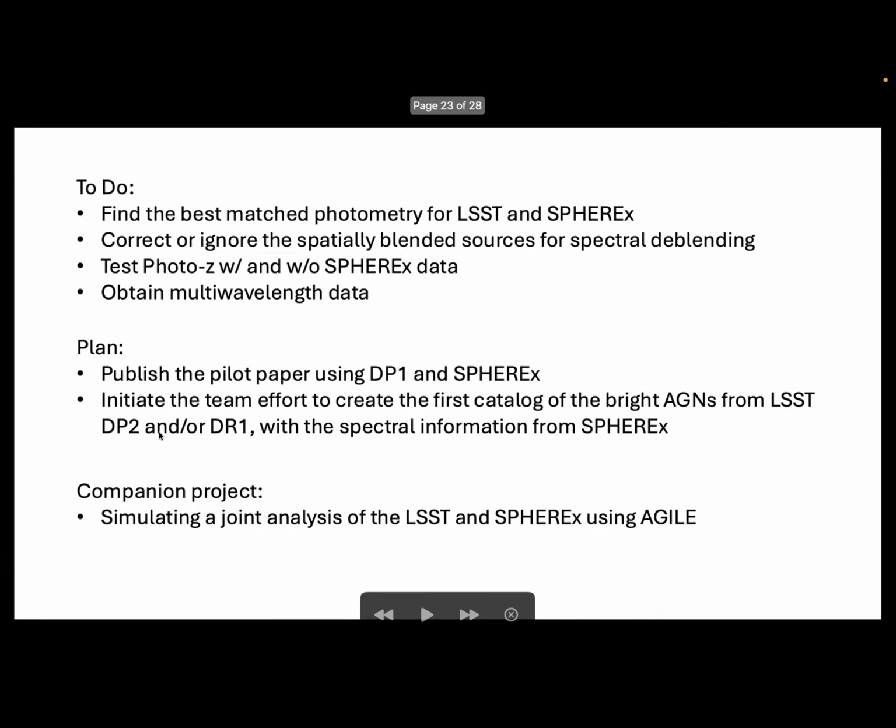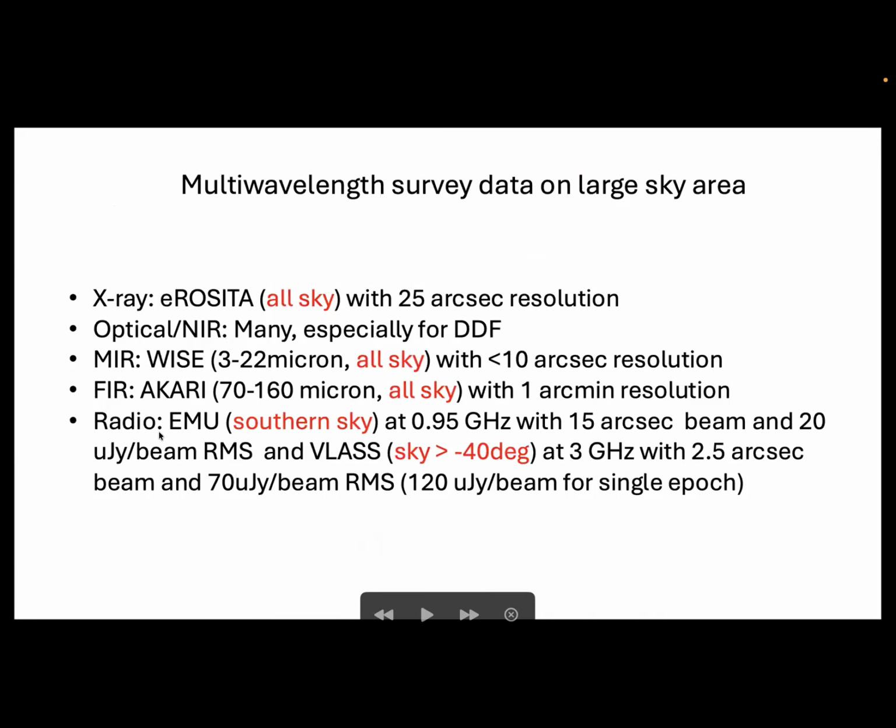The companion project is to work with the AGILE team to simulate the LSST and SPHEREx photometry based on simulated spectrum images of the AGN population. But I want to highlight that we already have a very nice set of multi-wavelength survey data.